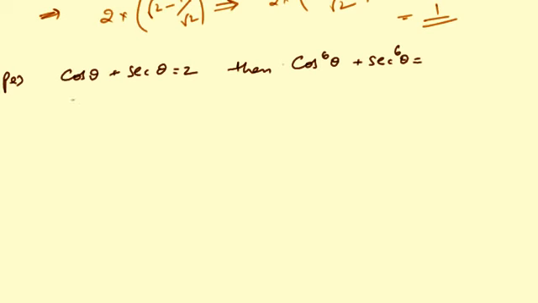Cos and secant, just now we have seen, cos and secant is nothing but 2. When do you get cos and secant as 2? When this should be equal to 1 and this should be equal to 1, friends. Both the values should be equal to 1. Then only you will be getting the answer.